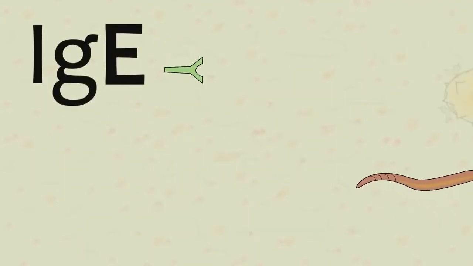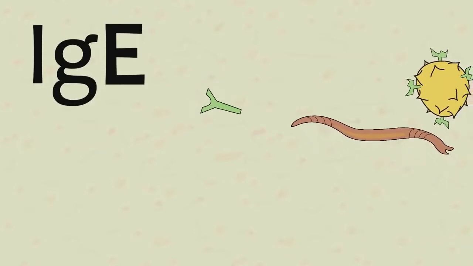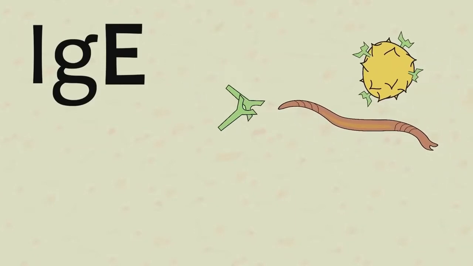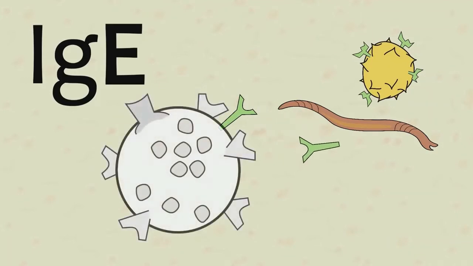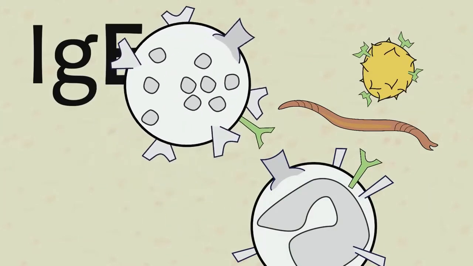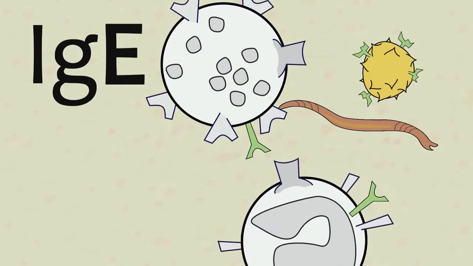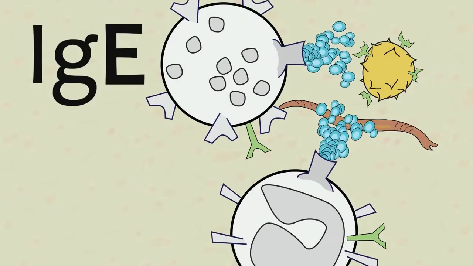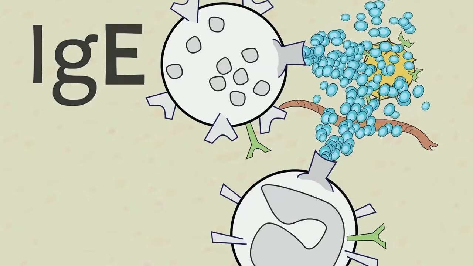IgEs respond to parasitic worms as well as allergens such as pollen. The effector side of the IgE is ideally matched to mast cells and basophils. And once the receptor side of the IgE comes into contact with one of these antigens, the mast cell and basophil will release histamine molecules, causing the inflammatory symptoms we know as an allergic reaction.